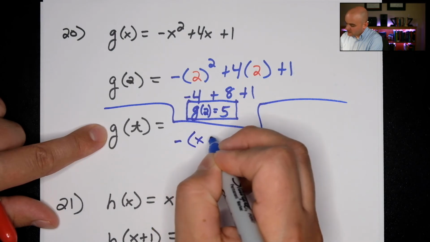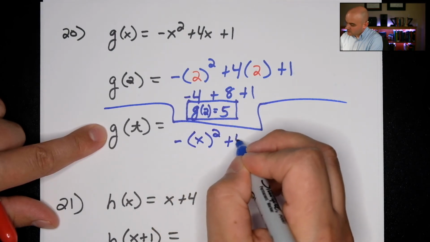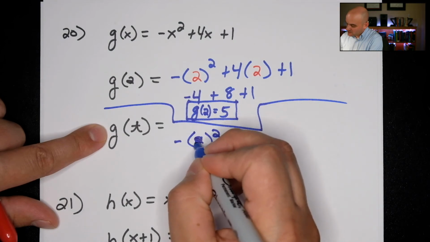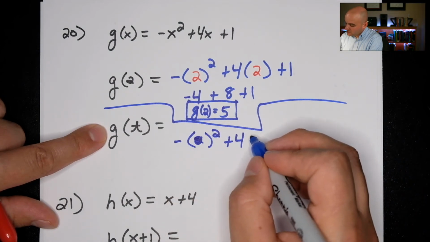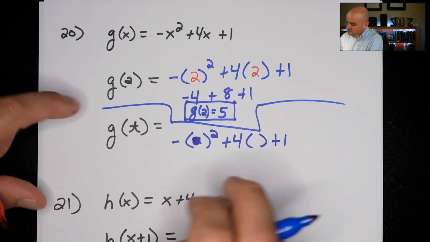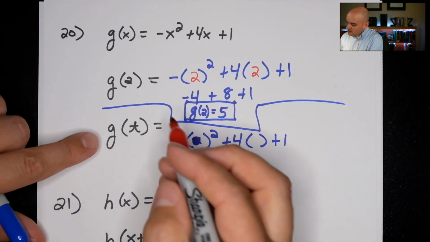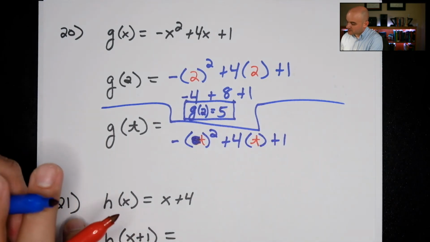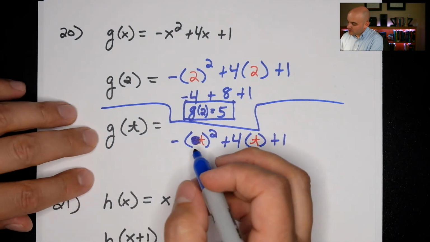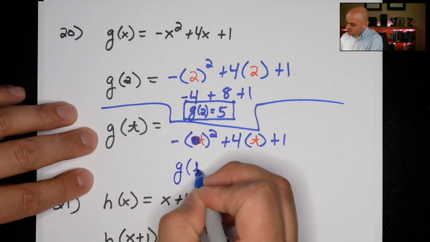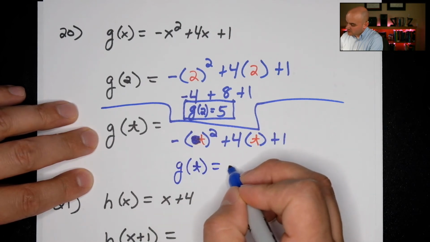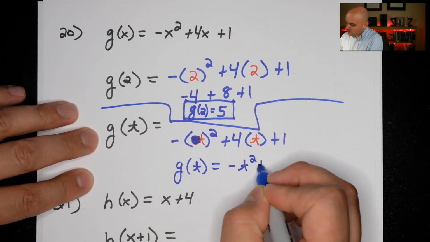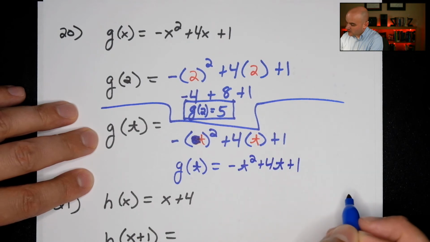So I get negative, well, not negative x squared, it's just an empty set of parentheses squared, plus 4 times parentheses plus 1. And everywhere I see a parentheses, I'm going to put a t in its place. Not a whole lot I can do from there. So the g of t is equal to negative t squared plus 4t plus 1.